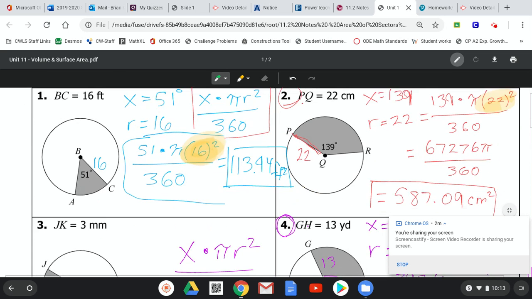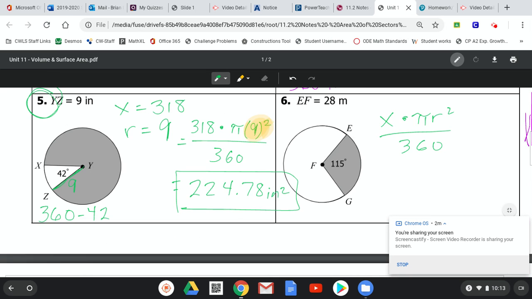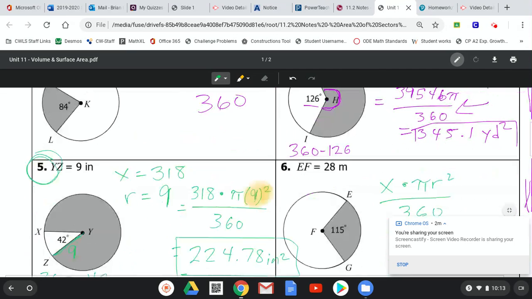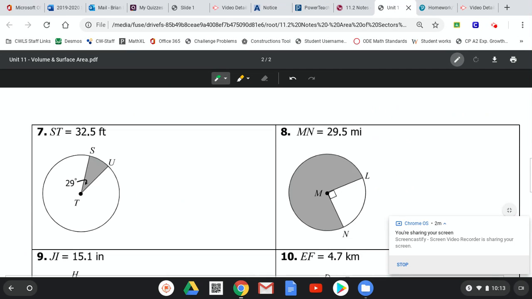Ooh, what's going on here? All right, we've got it figured out. All right, there we go. Okay, so, if I can get it in the right spot.